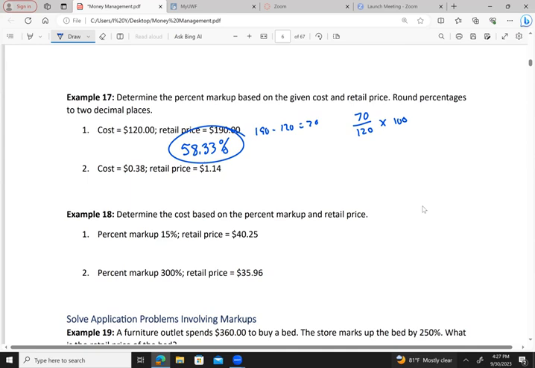Okay, we have a cost, then we have a retail. Retail is $1.14 and cost is 38 cents. The markup is 76 cents. So 0.76 over $1.14 times 100. That's a pretty big markup. 0.76 divided by 1.14, and that is 66.67% markup.